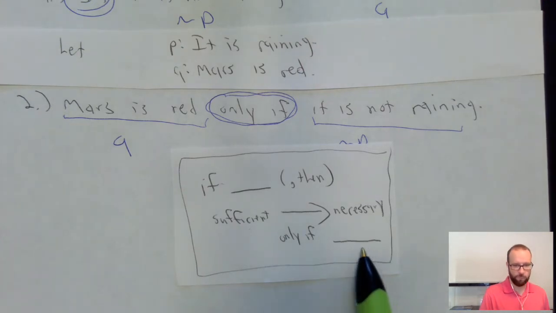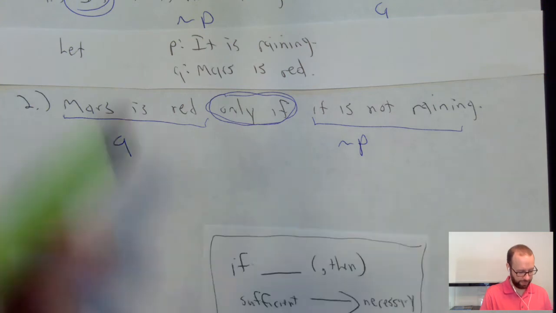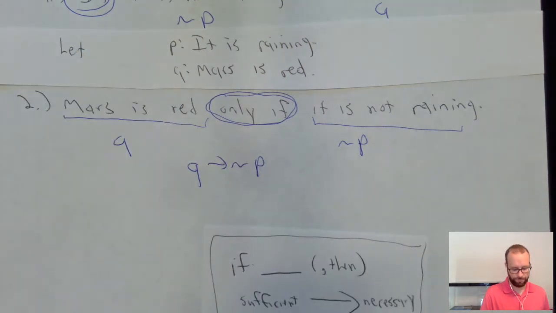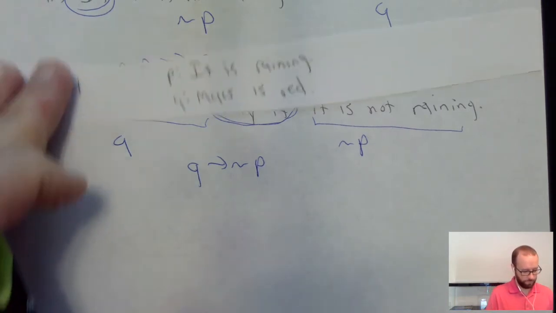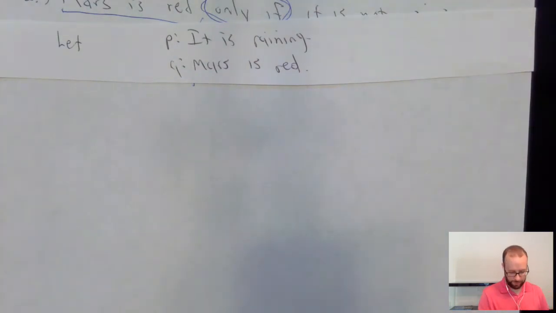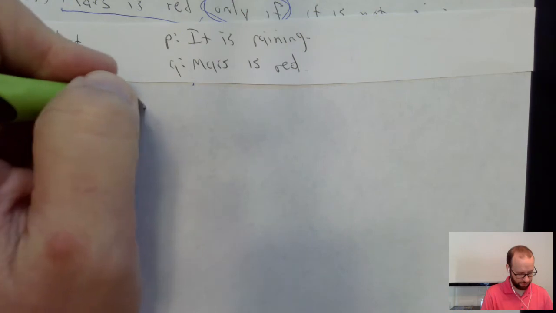Only if comes before the second thing. So the thing after the arrow here should be not P. So this should be if Q, then not P. Okay, let's try one more. And I'll note the only way you're really going to get better at these is with practice, which is why we have homework.